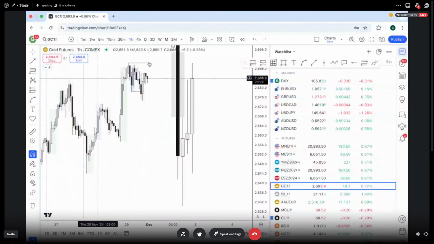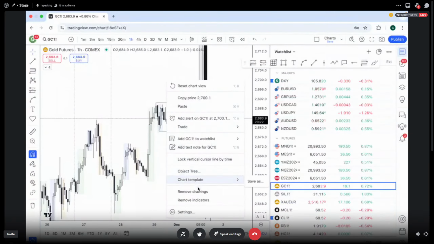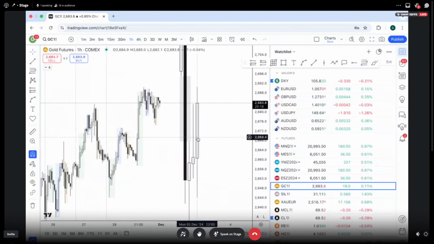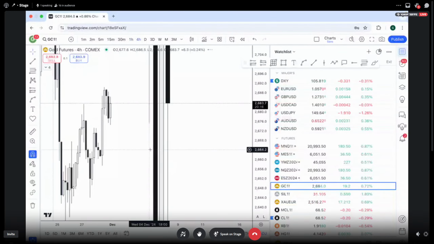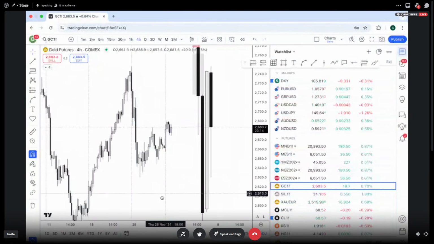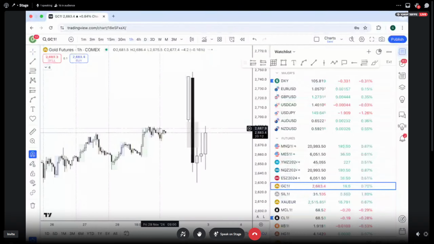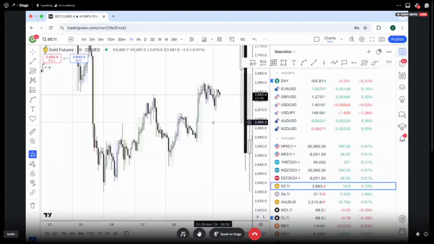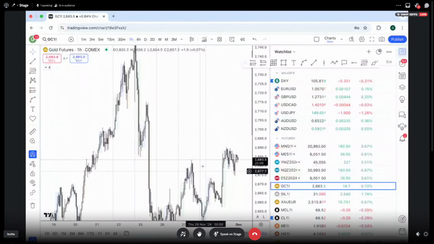It's actually SMT up here. But yeah, I would still expect these highs to go at some point. Not today though, maybe. Did I even trade gold this week? I don't remember. I think I traded this day. Yeah, I traded this day.